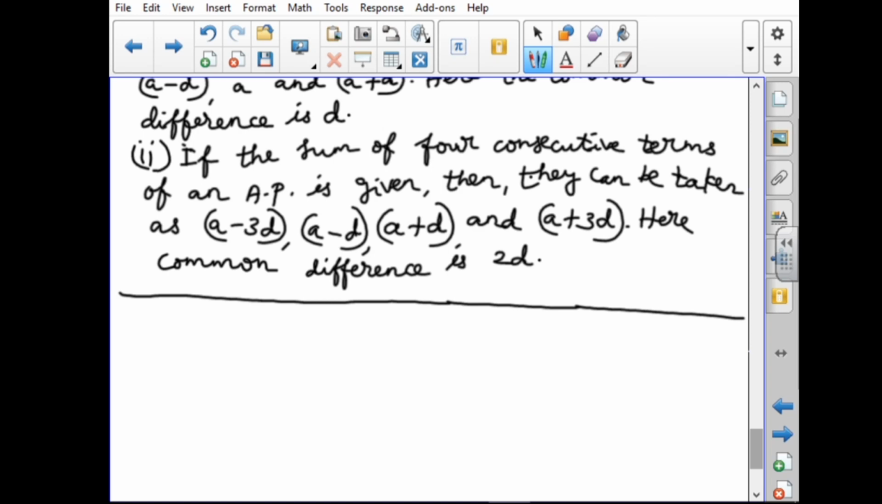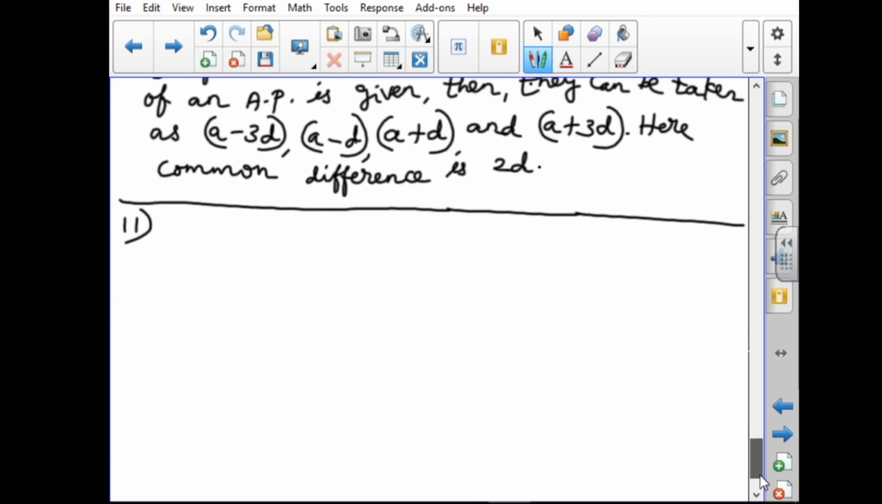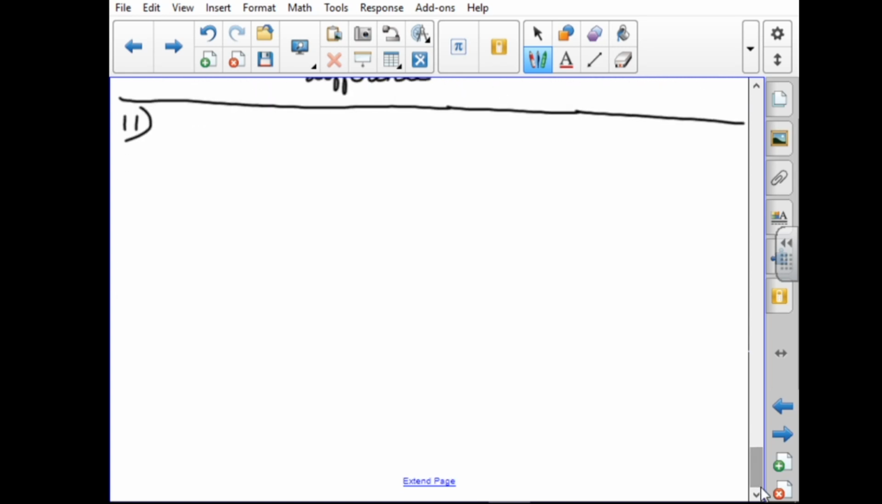Now we have to see the 11th sum. The sum of three consecutive terms that are in AP is 27 and their product is 288. Find the three terms. They have given here the sum of the three consecutive terms and the product. We have to find the three terms. Three consecutive terms means we have to use the first note. So we have to write like this.